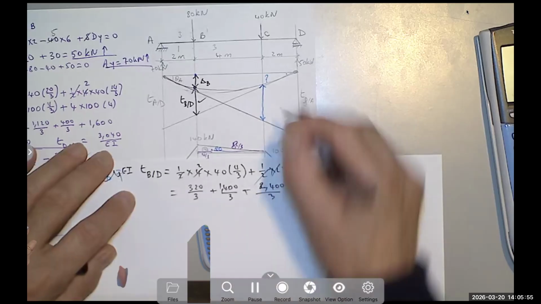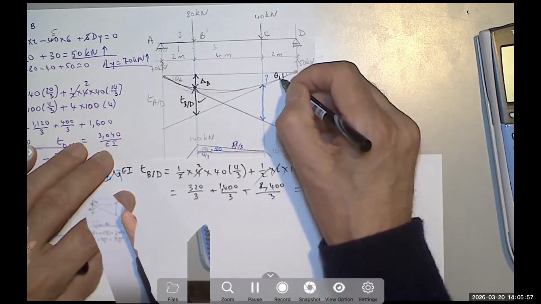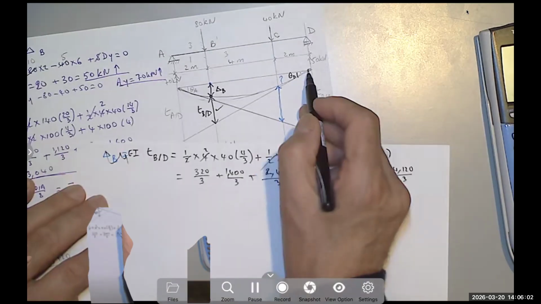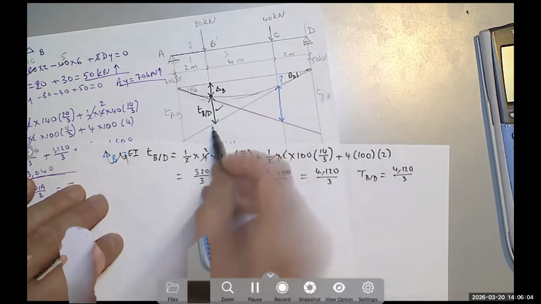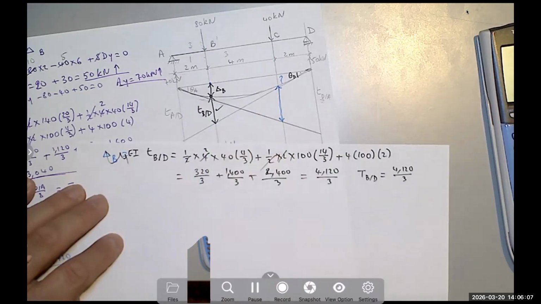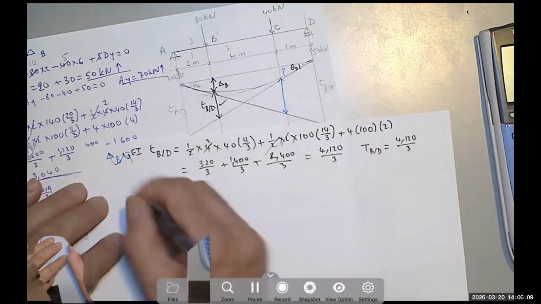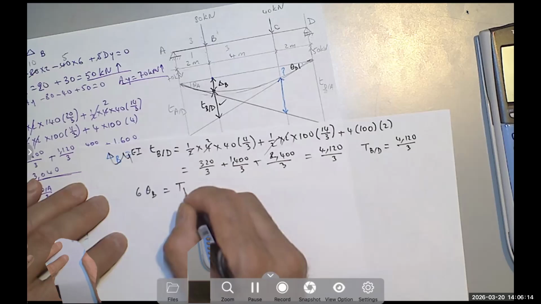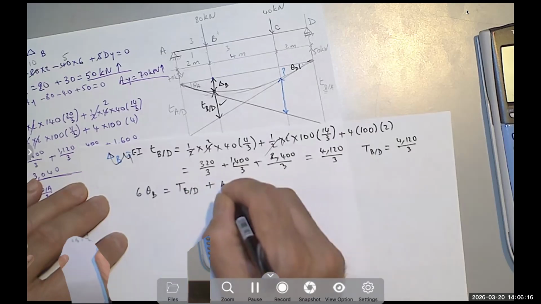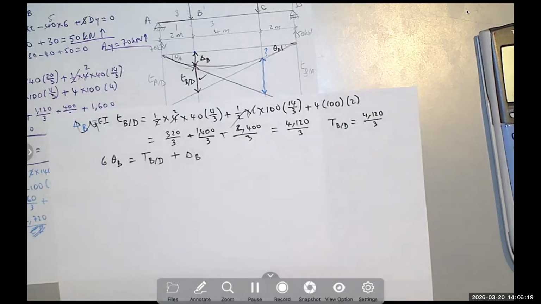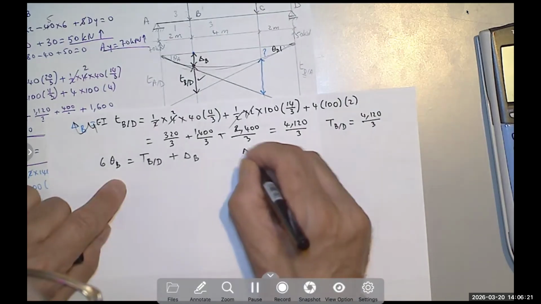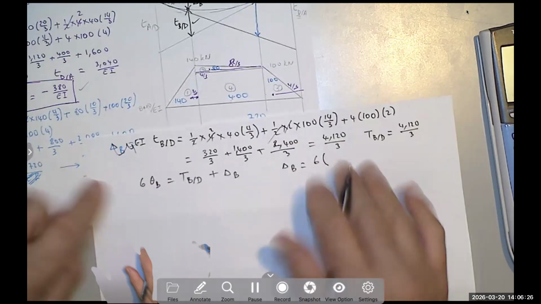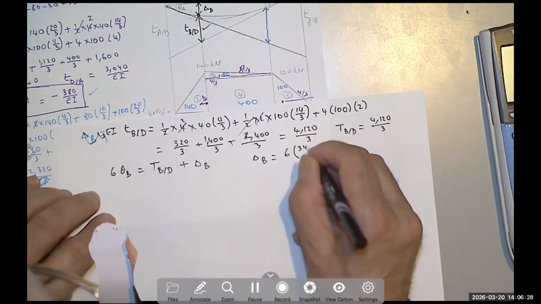The total distance, if this is theta sub D, which we found here, if you multiply it by 6, you get this total height, right? So 6 theta sub D equals TB with respect to D plus delta B. See how easy it is now. So I'm going to say delta B equals 6 times 340 over EI.